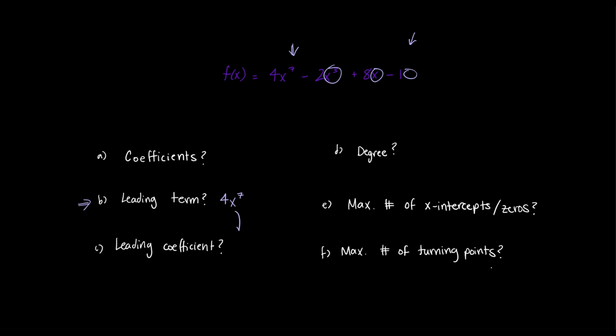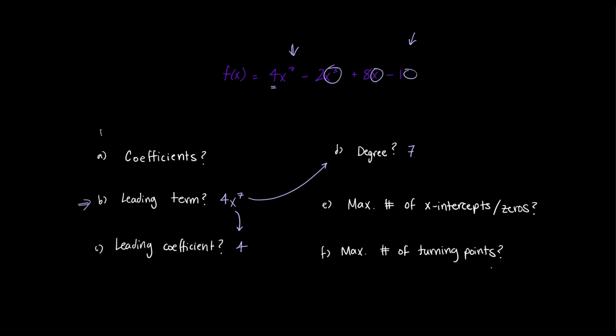Then from there, we can extract the leading coefficient pretty easily. It's simply the real number coefficient on the leading term. So in this case, the leading coefficient is 4. Additionally, we can extract the degree pretty easily. It's simply the highest power of x. In this case, the highest power of x is 7, based on our leading term.